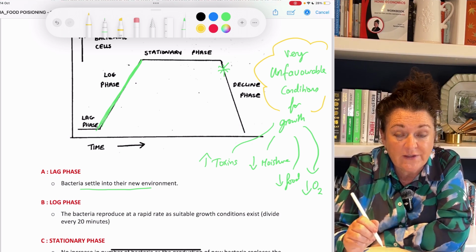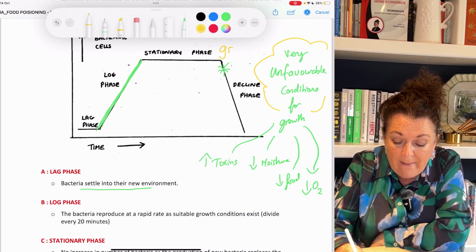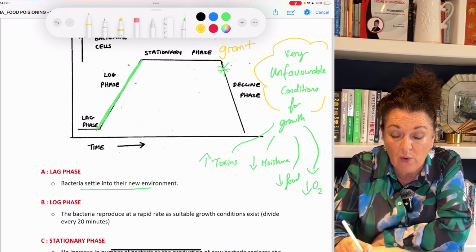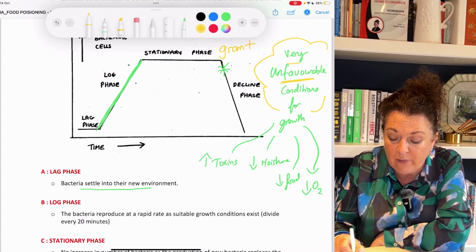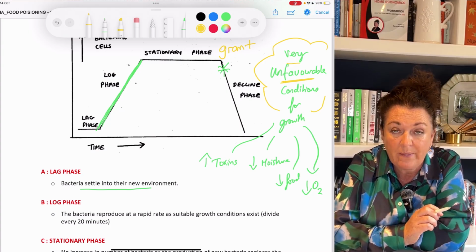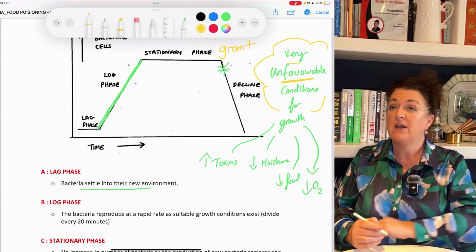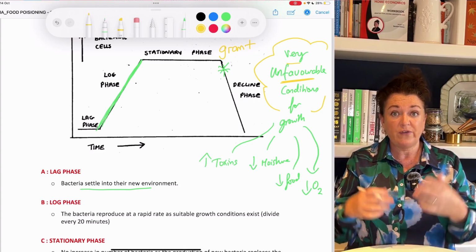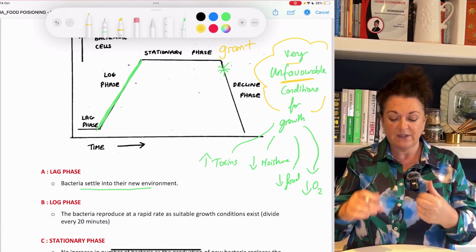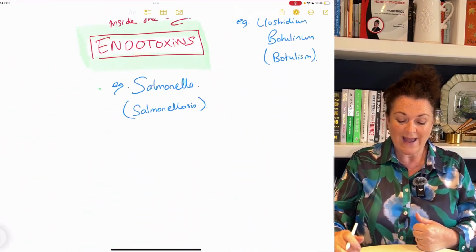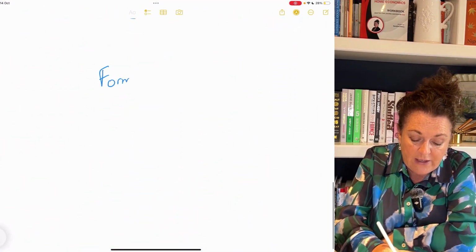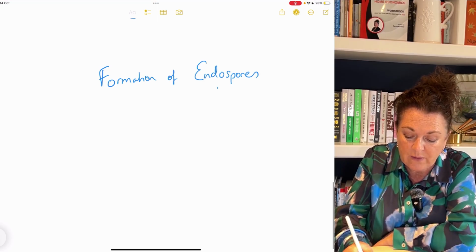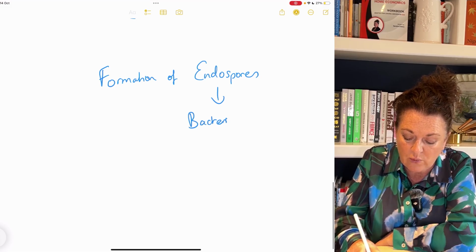However, there are some bacteria, they're called gram positive. And around where I have that green asterisk there, it's at this point, when there are very unfavourable conditions for growth, that some gram-positive bacteria, now I'm personalising this, say, hold on here, things are not looking good. So what they do is, rather than die, they protect themselves by forming what are called endospores. Now, endospores can also be called bacterial spores.